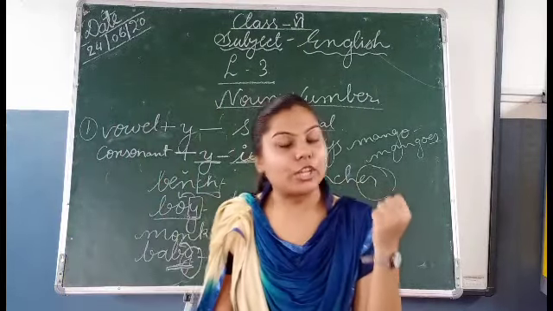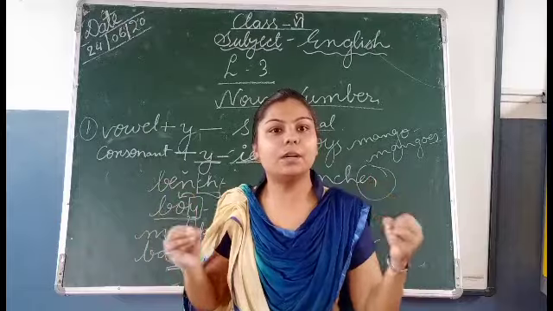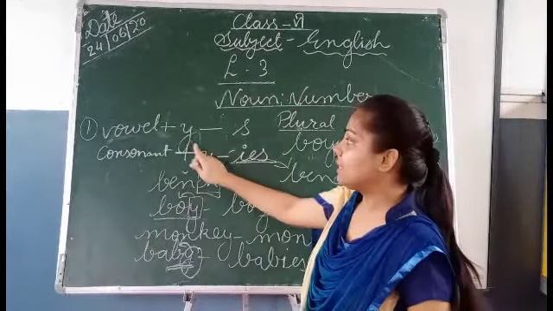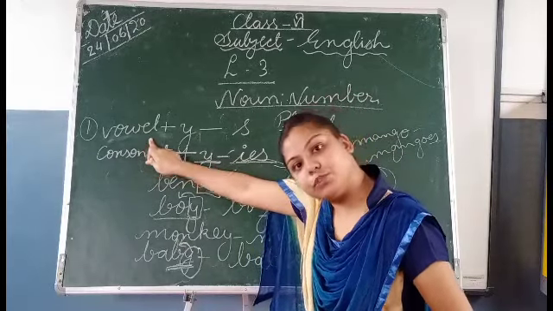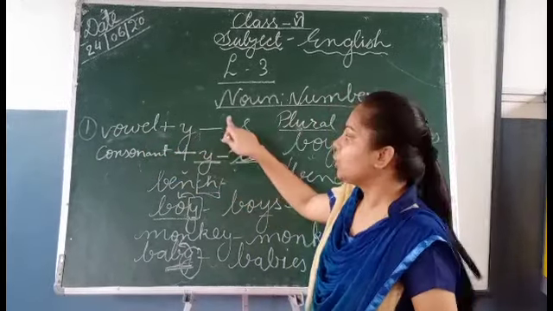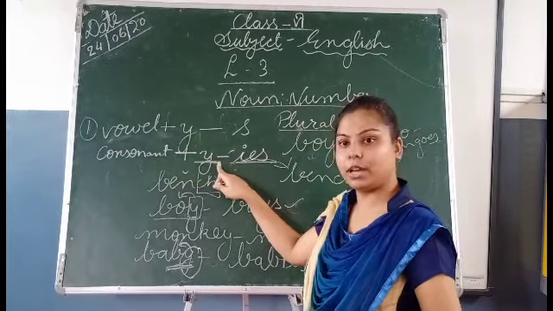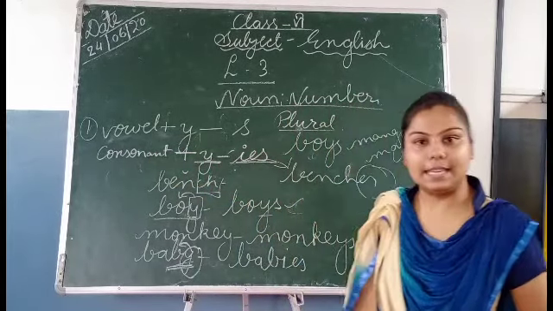So it means what? You don't need to learn the words. You need to remember only this rule. The rule is that if there is a vowel and after the vowel you are getting Y, you will add S, and if there is a consonant and after the consonant you are getting Y, you will add IES.